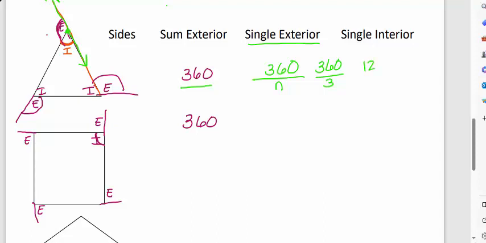So a single exterior, I'm going to write it over here so I don't get into the single interior space, is going to be 120 degrees. So the exterior angle here, I'll just go to this one, is 120 degrees. So do you see how I could figure out the interior now? Since they are supplementary, I could do 180 take away 120, and I get 60 degrees.